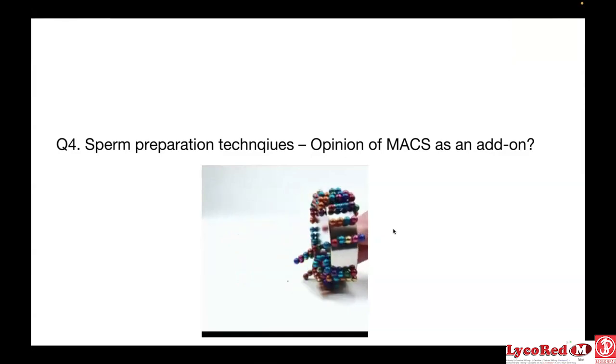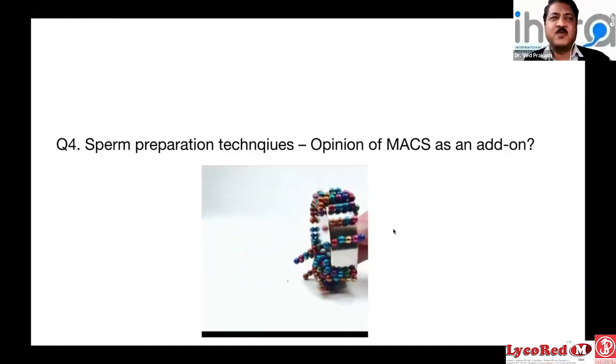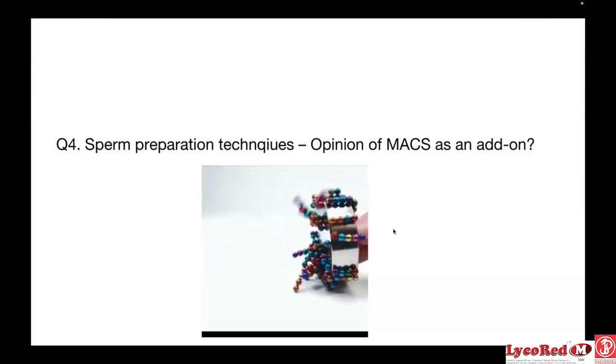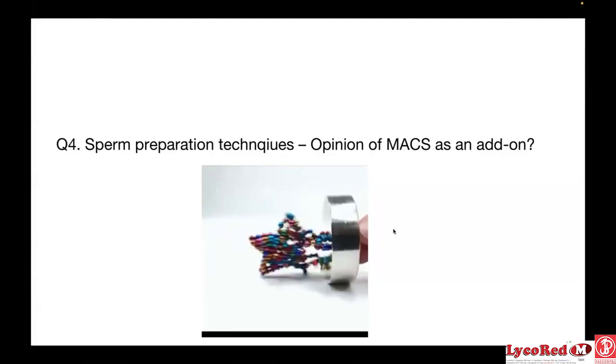Shall I come in here? Yes, Dr. Charu. Yes, when MACS was there, the company manufacturing it was on a research scale. At that time it was very cheap, about 6,000 rupees. And I have done at least 100 to 200 patients, and done the DFI on the raw semen and after processing with MACS also.